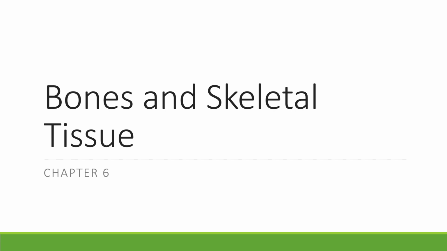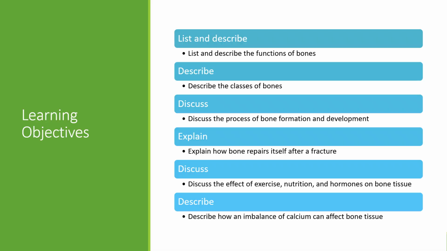All right, this is chapter 6 on bones and skeletal tissue. So we're going to learn about classification of bones and the parts of a bone and all that sort of stuff. And then the identification of bones in the human body will happen in the lab. So as always, here's our learning objectives.